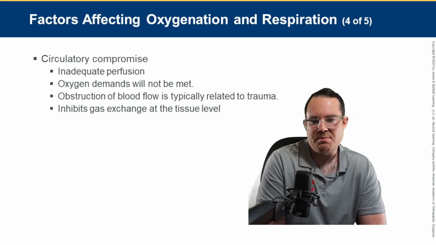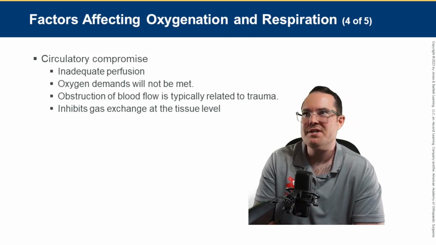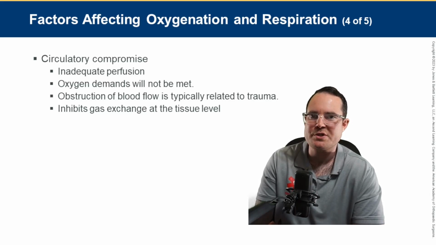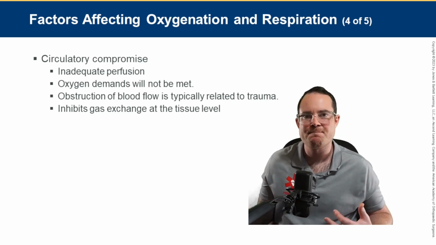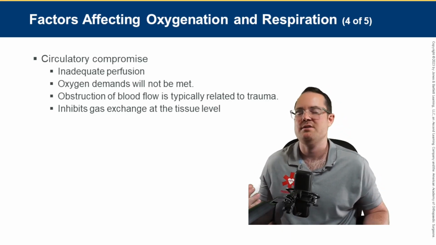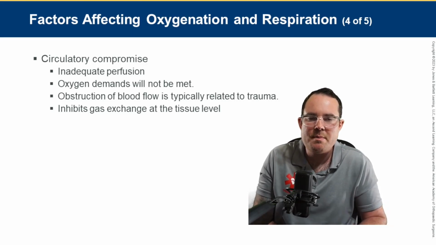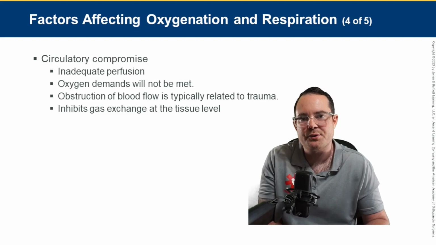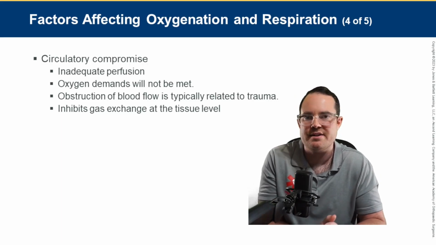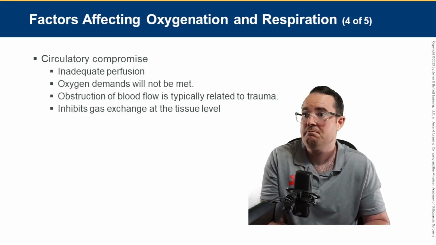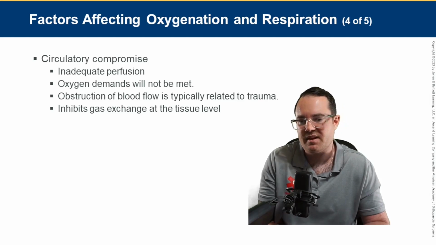Some circulatory compromise. This is something that a lot of students kind of don't think about. And the reason why I say they don't think about it is because whenever you think respiratory, you're so focused on airway. Is my patient breathing? Is my patient exhaling? Are they breathing adequately? Well, remember, how does oxygen get around your body? Through the circulatory system. So if we have a compromise to the circulatory system, is it possible that my patient could become hypoxic? Absolutely. Okay.